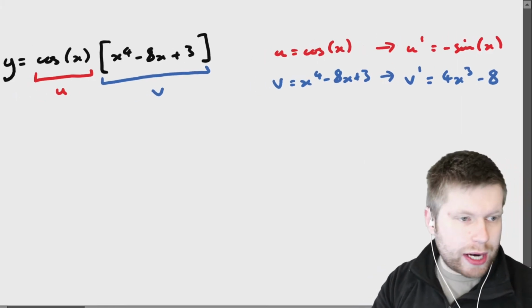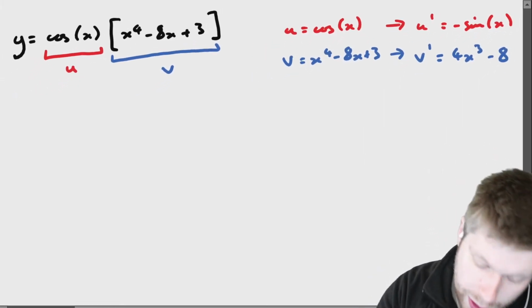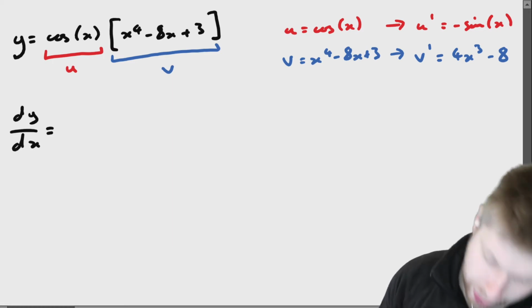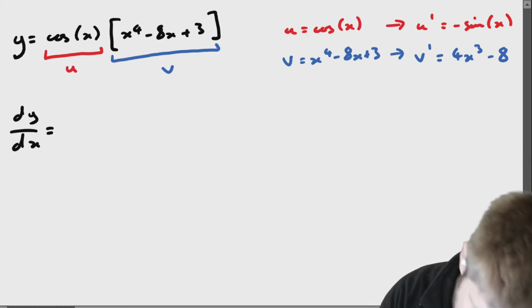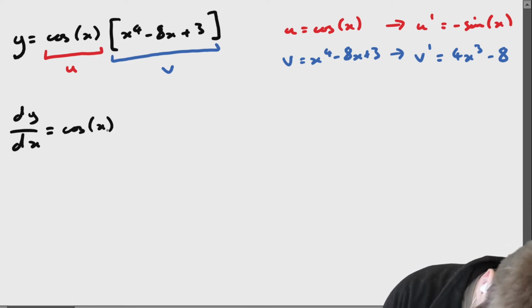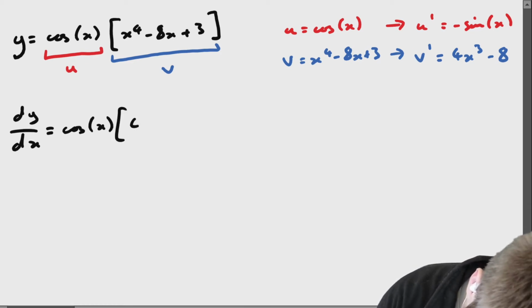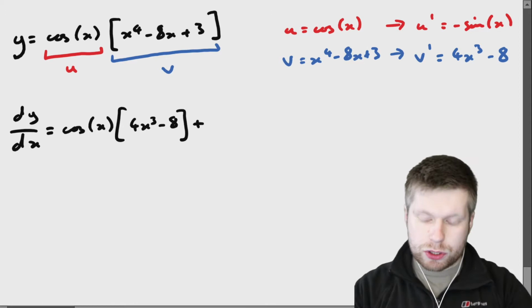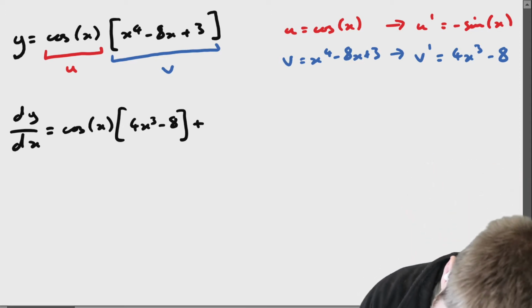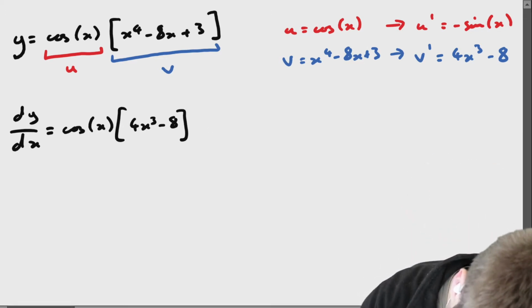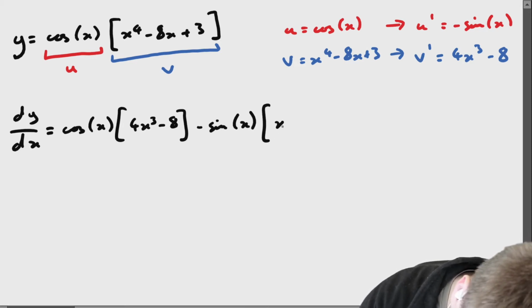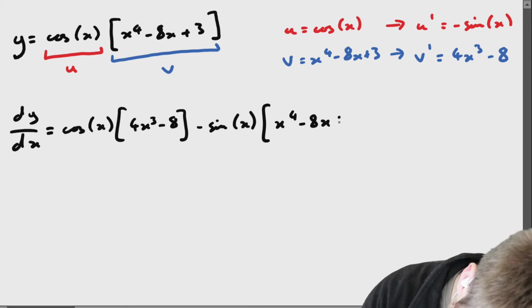So now I'm in a position where I can just put this straight into our formula. Therefore dy by dx should be equal to u multiplied by the derivative of v, so that's cosine of x multiplied by 4x cubed minus 8, plus the other way round, so it needs to be v times the derivative of u. The derivative of u is negative sine of x, and v is x to the power of 4 minus 8x plus 3.